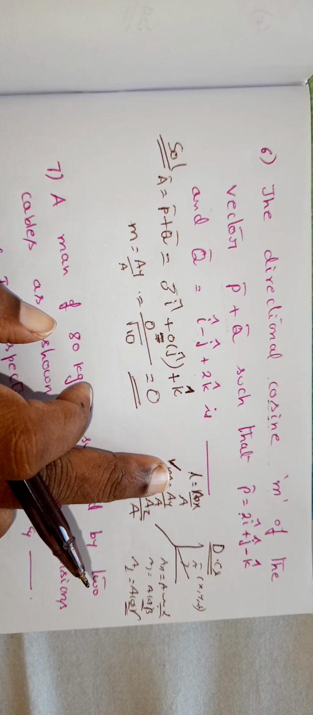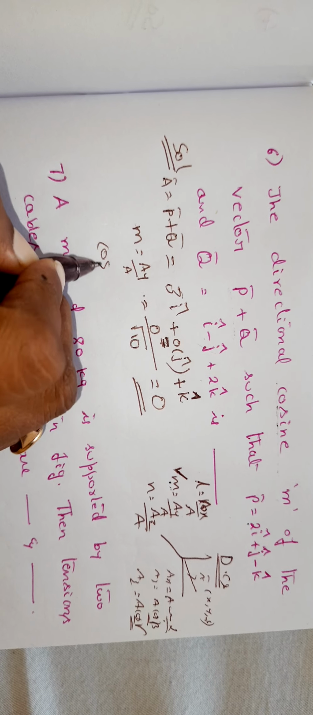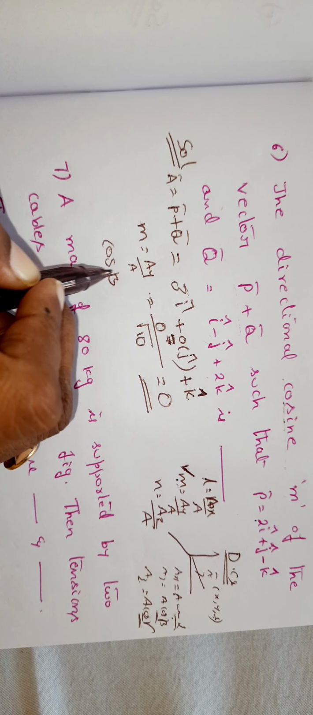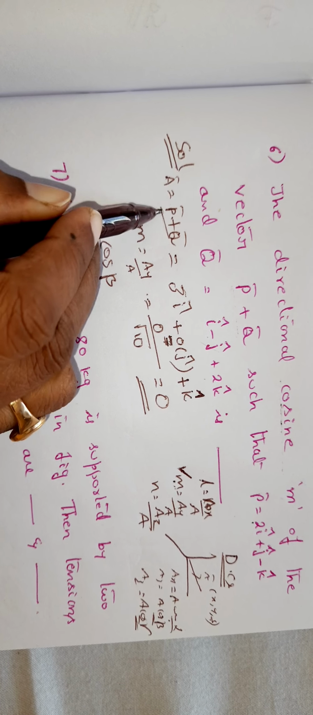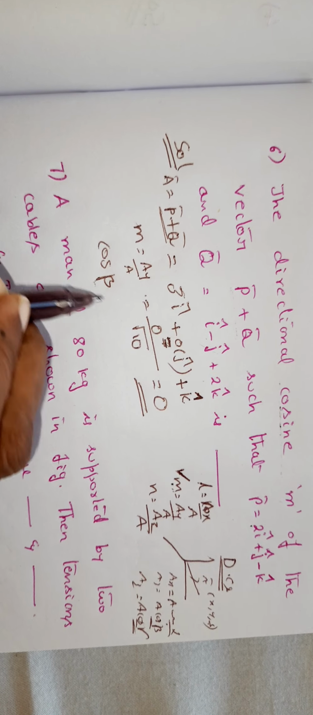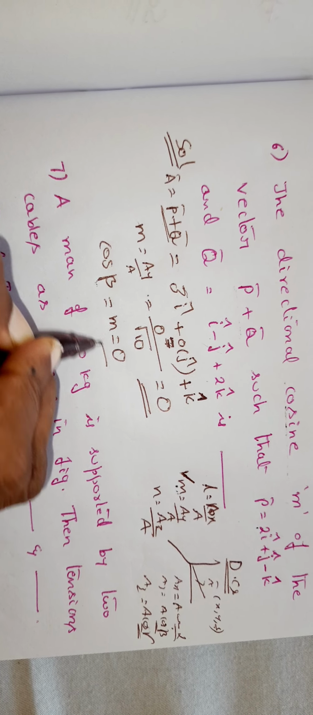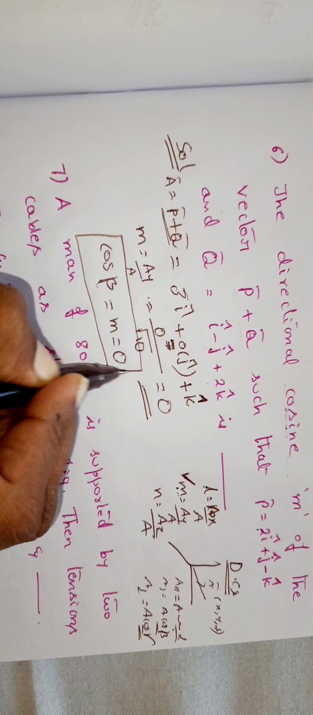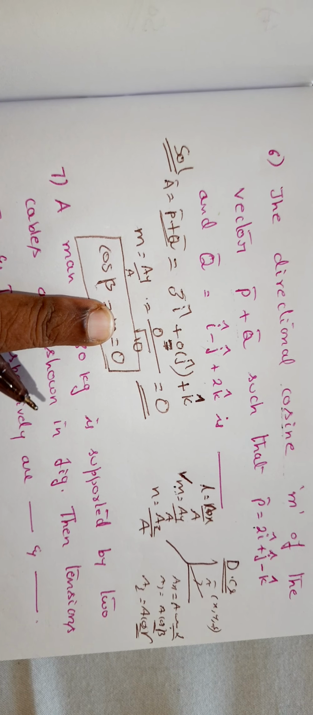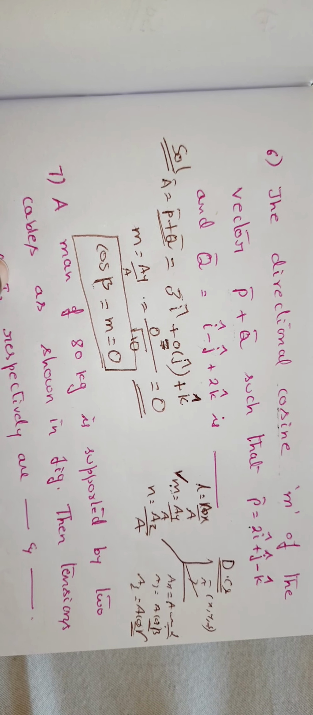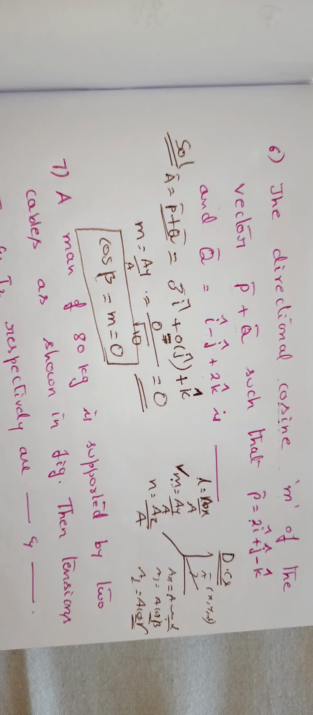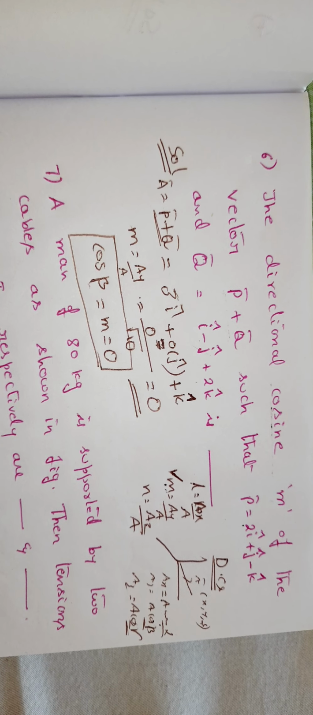What is meant by direction cosine m? It is cos beta. Beta is the angle made by p bar plus q bar with y axis. So this is a concept, right? Which is equal to 0. Clear? Right. So pause and then note down.